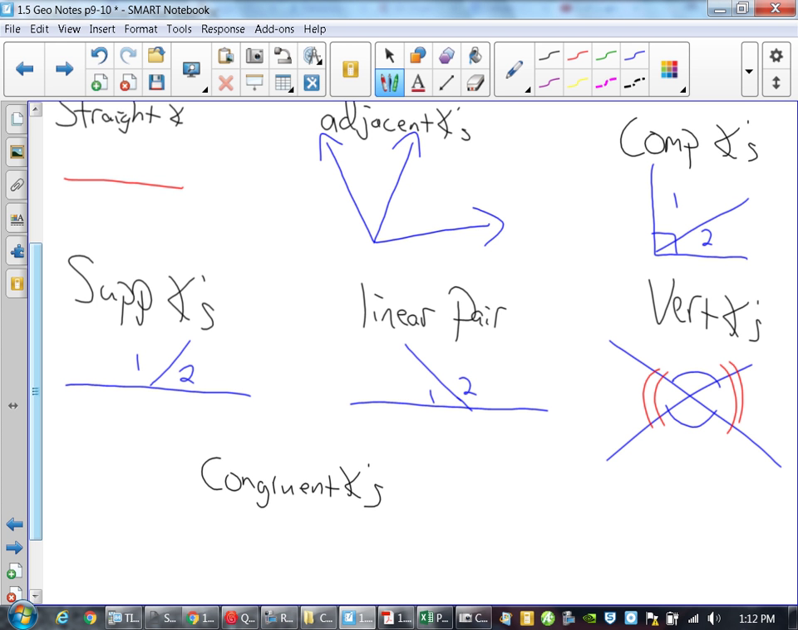What do those tick marks, those little arches, represent? Congruency. They mean that they're the same. So showing that something is congruent is kind of the same thing as what we had there, just by throwing a couple of tick marks in. That's how you can show something is congruent.